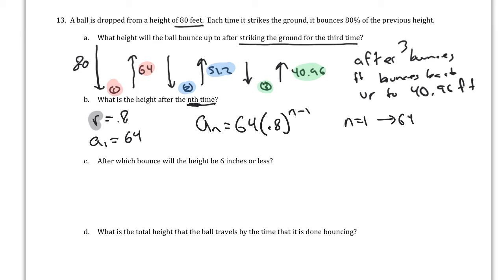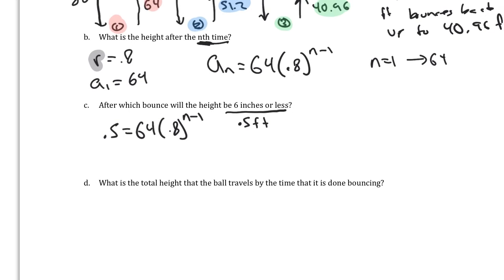After which bounce will the height be 6 inches or less? Well, everything else is in feet, so I'm going to change that to 0.5 feet. Basically, I just want to know, when is that height going to be 0.5? So I have to do 0.5 equals 64 times 0.8 to the n minus 1, and we can solve that on our calculator. We'd get 0.5 over 64 is 0.0078, which equals 0.8 to the n minus 1.